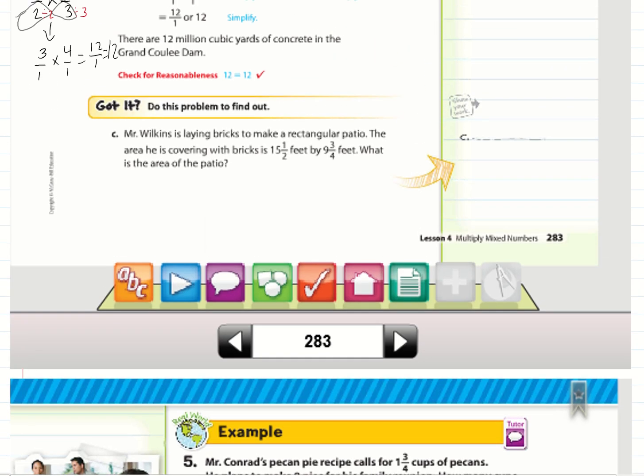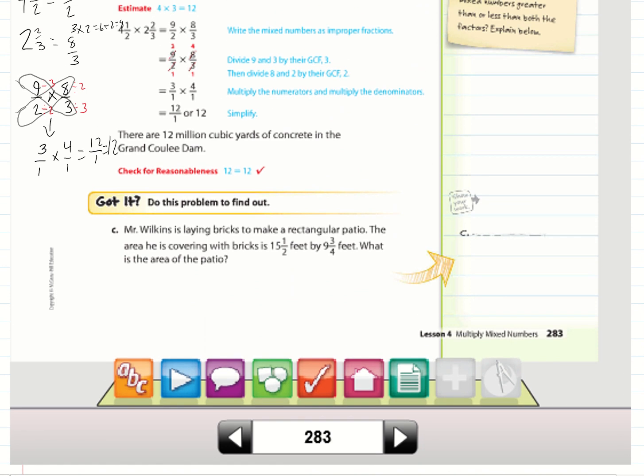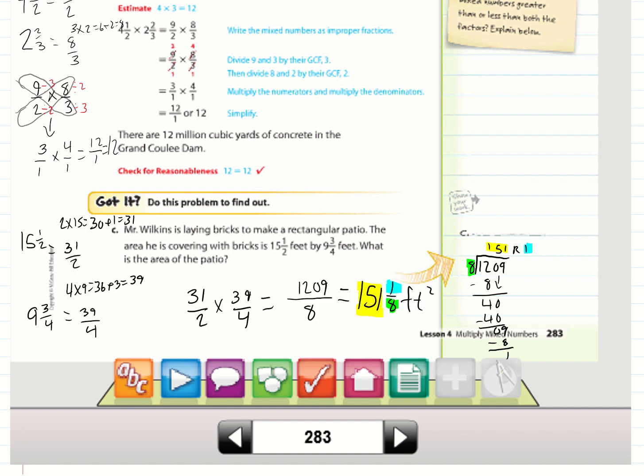So we're going to try C. Mr. Wilkins is laying bricks to make a rectangular patio. The area he is covering with bricks is 15 1/2 feet by 9 3/4 feet. What is the area of the patio? So go ahead and try that out and pause the video. Alright, so we did get some big numbers. So over to the left, I have 15 1/2. I did 2 times 15 equals 30, plus 1 equals 31. So we have 31 over 2. And below that, we have 9 3/4. 4 times 9 equals 36, plus 3 equals 39. So we have 39 over 4.